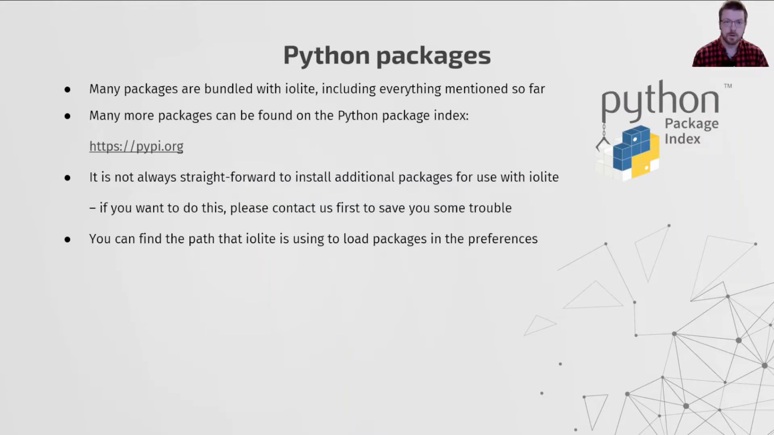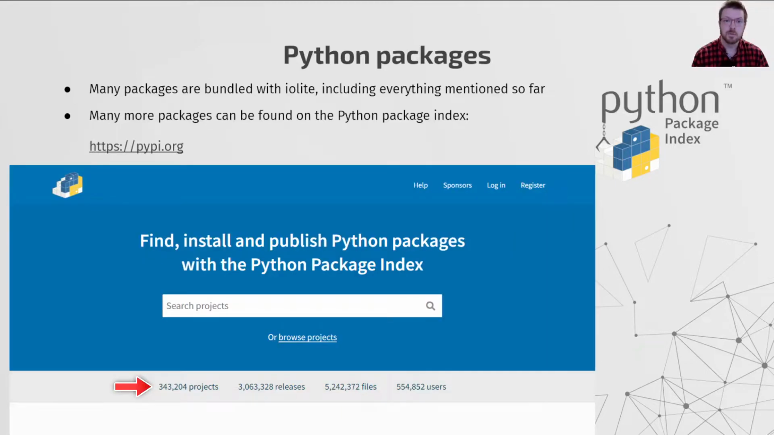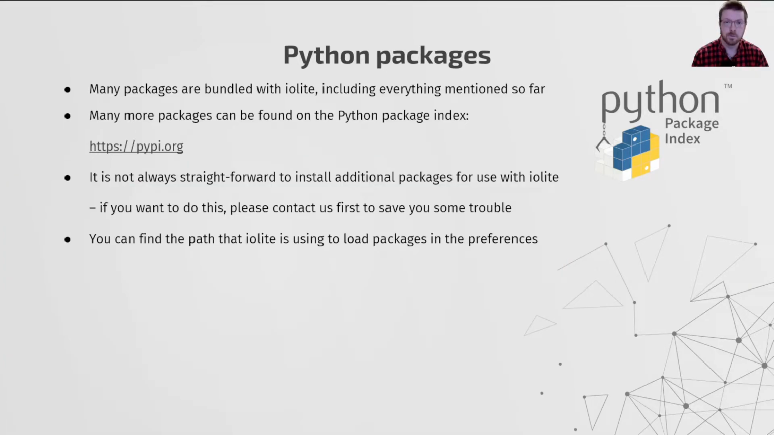Many packages are bundled with iolite, including everything mentioned so far. There are, of course, many more packages that are not bundled with iolite. You can find most of these packages on the Python package index at pypi.org. Note that it isn't always straightforward to install additional packages for use with iolite. If you want to do this, please contact us first.